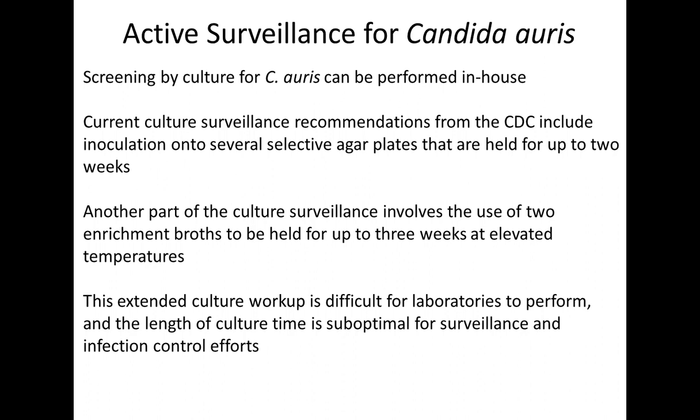You can screen by culture for Candida auris in-house, so as a microbiology laboratory, not send out, but current culture surveillance recommendations include inoculation onto several selective agar plates and enrichment broth to increase sensitivity. Once those are done, you still need to hold the culture for up to 2 weeks to actually rule out a negative. So unfortunately, culture in and of itself is an extended workup, it's difficult for laboratories to perform, and we think that the length of culture time is suboptimal for surveillance and infection control efforts.